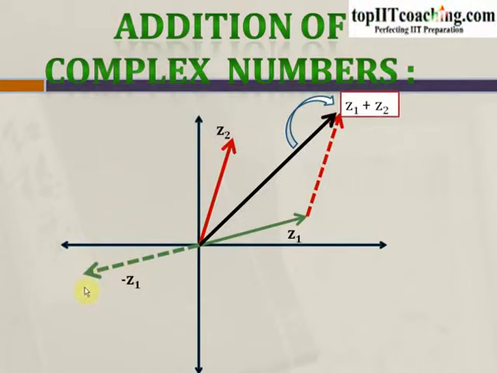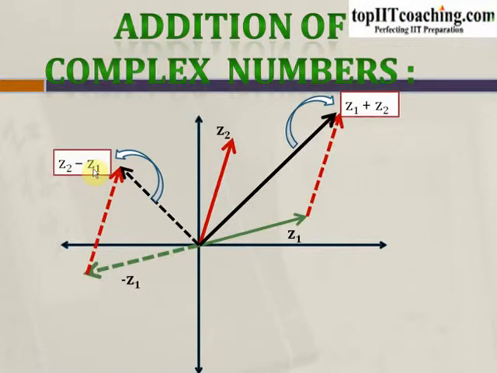Now we draw a line parallel to z2 having the same modulus and from the end point of z1. So this is a line that is parallel to z2 having the same modulus and having the starting point as the end point of z1. So this would be z2, and again we join this point with this point, and so this becomes z2 minus z1 or z2 plus minus z1.